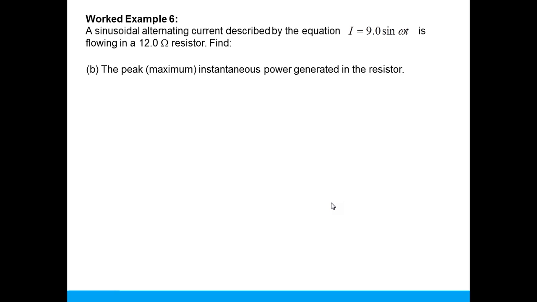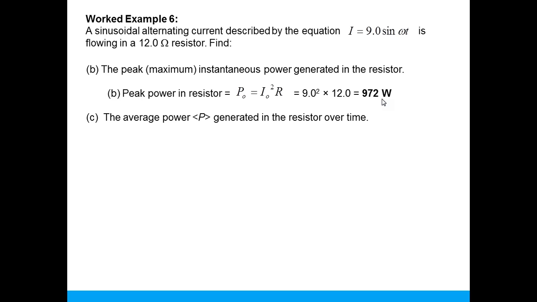In part B, we are asked to find the maximum instantaneous power. Maximum instantaneous power is given by P naught. P naught then is equal to the maximum current squared times R. Since the maximum current is 9, resistance is 12, applying some simple mathematics, we get that the maximum power is 972 watts.